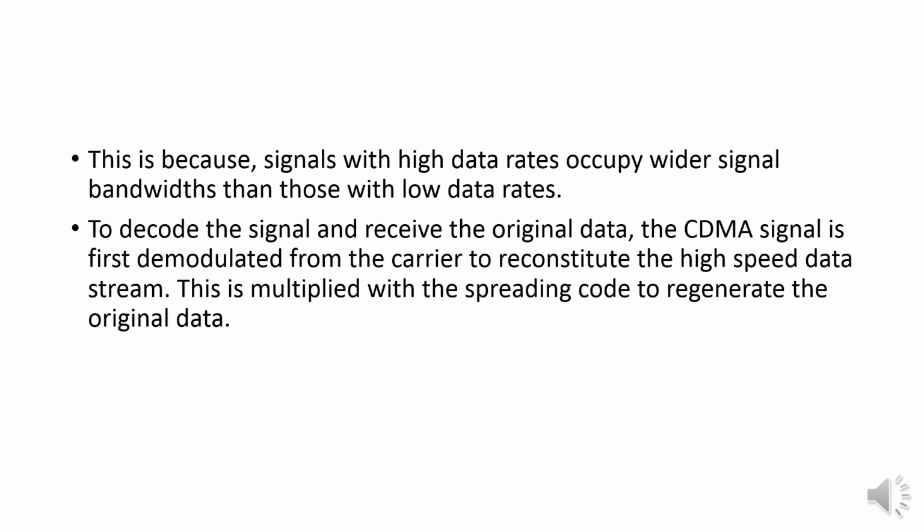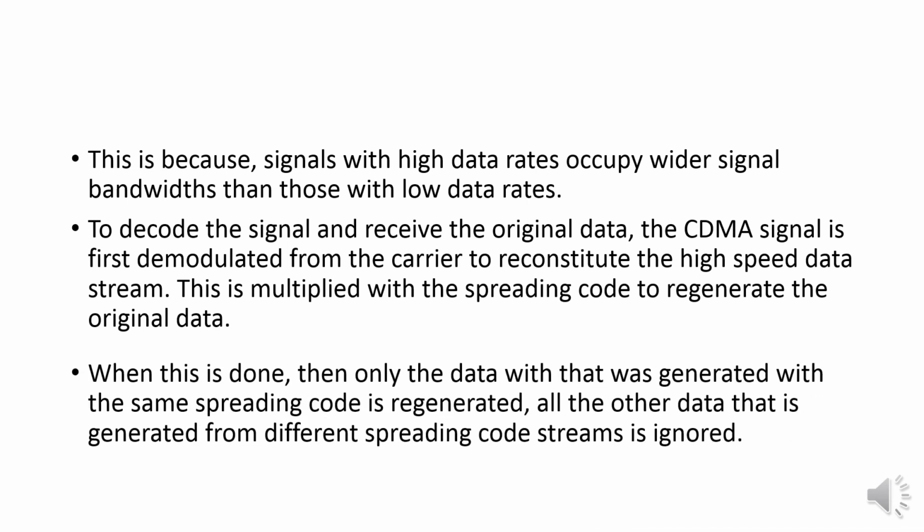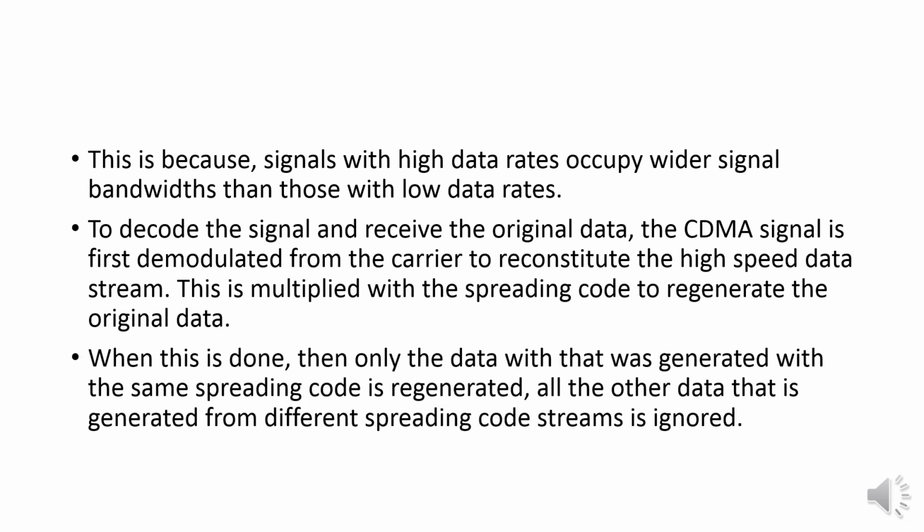Now the signal has to be decoded to receive the original data. The CDMA signal is first demodulated from the carrier to reconstitute the high speed data stream. Then the data is multiplied with the spreading code to regenerate the original data. To regenerate the original data, the same spreading code must be regenerated. The other data generated from different spreading code streams is ignored.